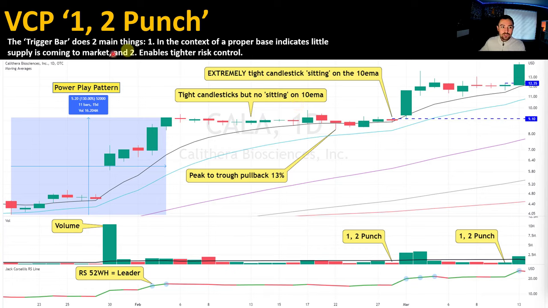So the trigger bar does two main things, as I've been blabbering on about. One, in the context of a proper base, indicates little supply is coming to market, and two, enables tighter risk control. Those two things are really, really important.